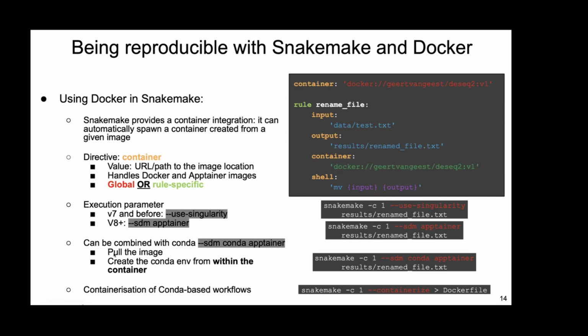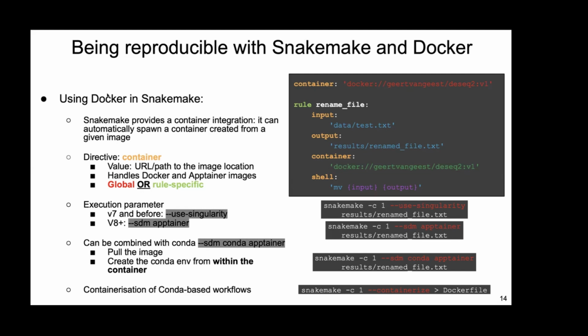And then finally, something that is also very interesting: if you have a workflow that is based on Conda, so if you have Conda in the different rules, you can actually use the --containerize option here, and then this will print to the terminal an actual Dockerfile. And so you can just redirect that into a file. And this you can then use with docker build to build a container that will have all of the software required for your entire workflow. So then you can ship this to, for example, Docker Hub, and that simplifies the process.